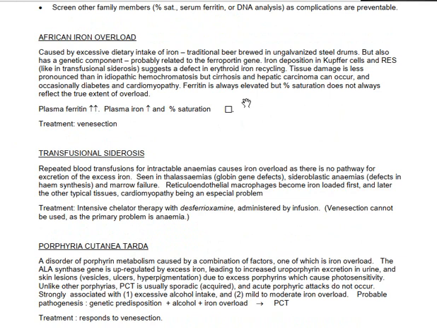In a patient with African iron overload, you are going to have increased plasma ferritin, increased plasma iron, and the percentage of plasma iron saturation is going to be very high. So the treatment is just venesection.